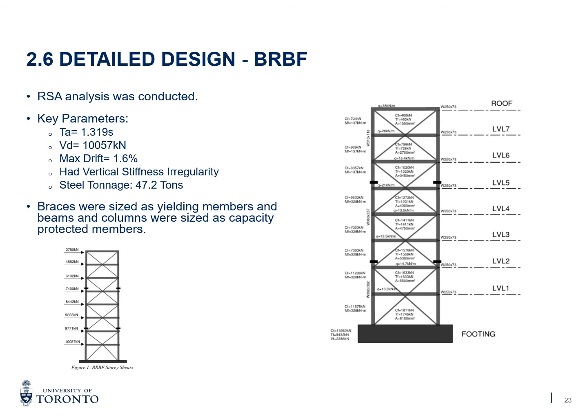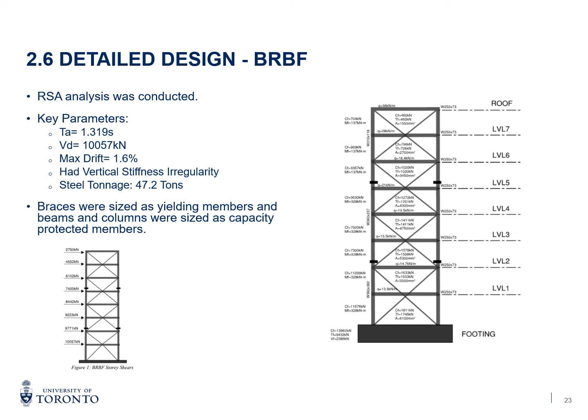Final period of 1.319 seconds, design base shear of 10,057 kilonewtons, and a maximum drift percentage of 1.6%. Additionally, all irregularities were checked after each iteration, and our building was deemed to have vertical stiffness irregularities. Once the building was deemed to meet code requirements in terms of drift percentage, and the bracing members were designed to be the yielding members, design of beams, columns, and connections began.